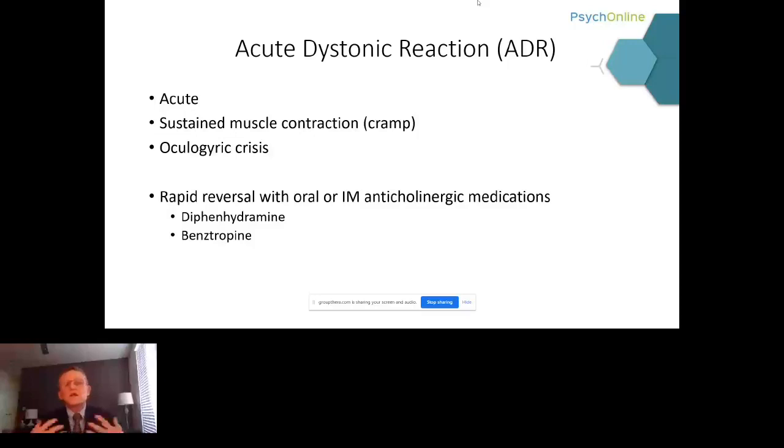Now let's talk about acute dystonic reaction. I'm sure most of you who were interns in psychiatry remember this. This is probably one of the first things you learned. It's basically a sustained muscle contraction or cramp that occurs acutely. It can involve oculogyrate crisis where the eyes roll up into the head. It doesn't cause any long-term damage and is rapidly reversed with either oral or intramuscular anticholinergic medications, the most common being diphenhydramine or Benadryl or benztropine or Cogentin.